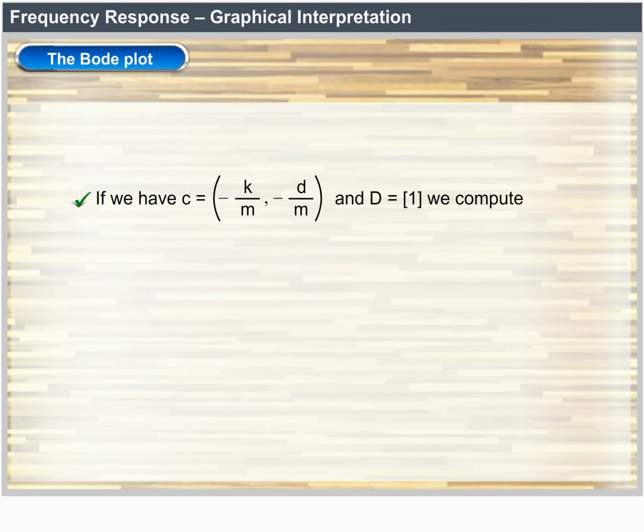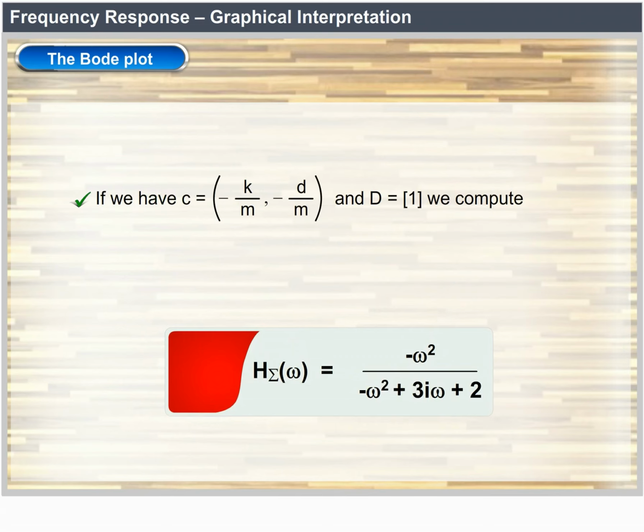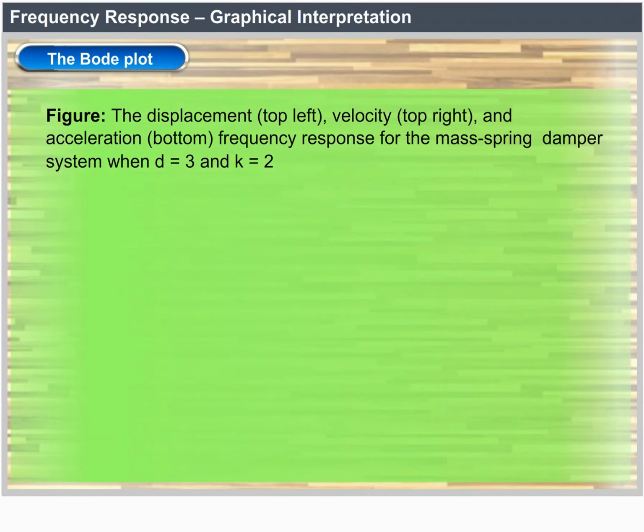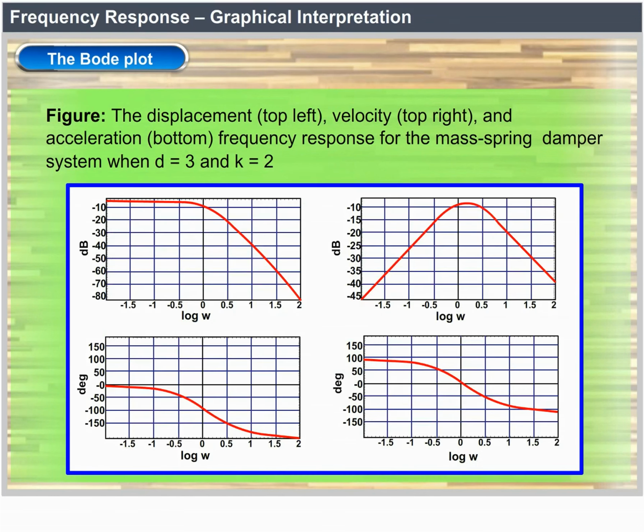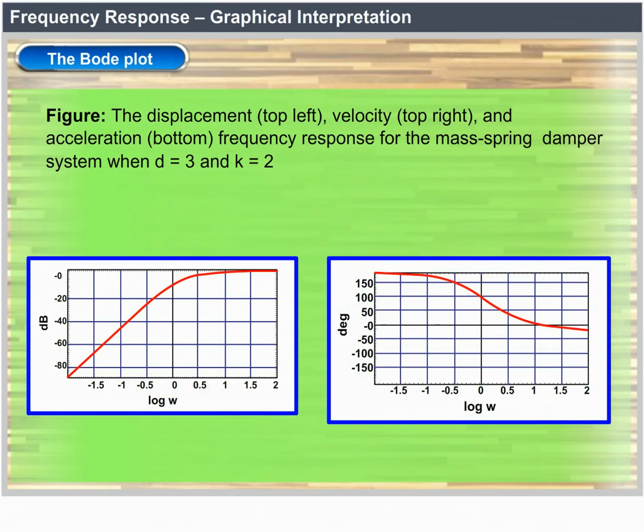If we have c equal to minus k by m, comma, minus d by m and d equal to 1, we compute H sigma of omega equal to minus omega square divided by minus omega square plus 3i omega plus 2. Figure: the displacement top left, velocity top right, and acceleration bottom. Frequency response for the mass spring damper system when d equal to 3 and k equal to 2.